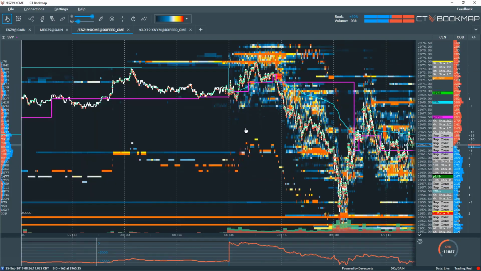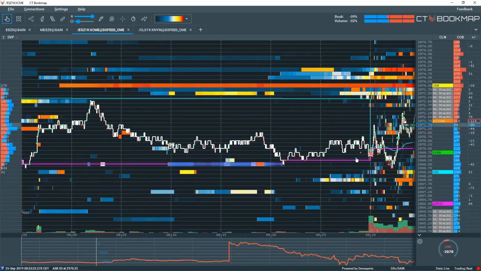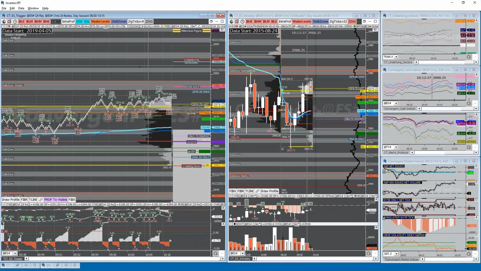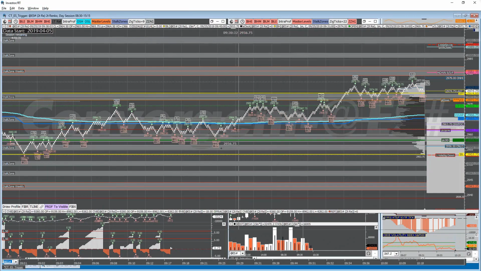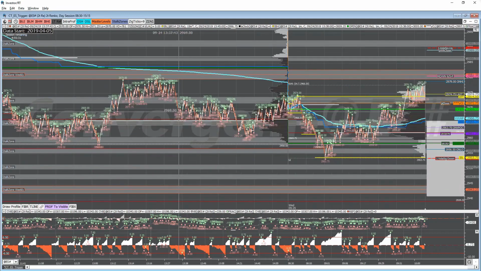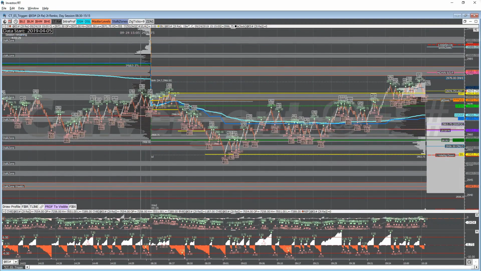So let me show you what happened this morning. First of all, I'm just going to show this. These are my charts. They may seem noisy, they're not. But essentially, this is where we opened. This is yesterday's day session. This is the profile for yesterday. This is where we ended up.